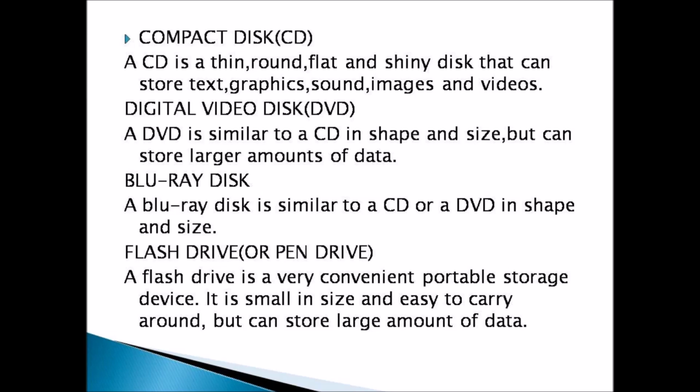Okay, children, and the next one is digital video disc, which is DVD. A DVD is similar to a CD in size and shape, children, but it can store a large amount of data. Its larger capacity allows it to store high quality video films and audio tracks. And the next one is Blu-ray disc. A Blu-ray disc is similar to a CD or a DVD in size and shape, children. Its name comes from a blue-violet laser that is used to read and write data in it. It has a much higher storage capacity than a DVD.